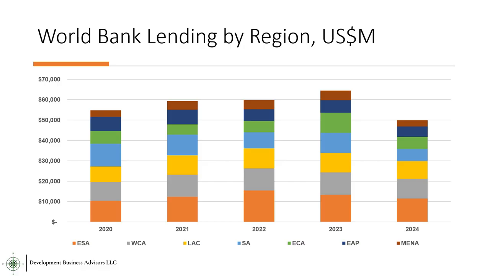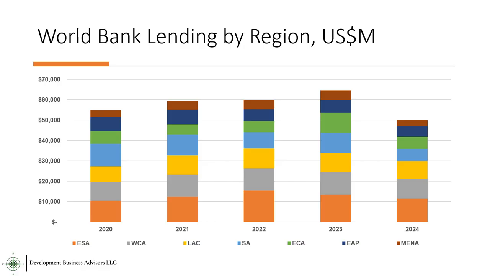You saw a run up in lending in response to the COVID crisis. That came down a bit in fiscal year 24. And you see the regional distribution. This fluctuates over time. The specific countries within these regions that are borrowing more from the bank will also fluctuate over time, depending on crises, political situations and issues. But overall, World Bank lending tends to increase.